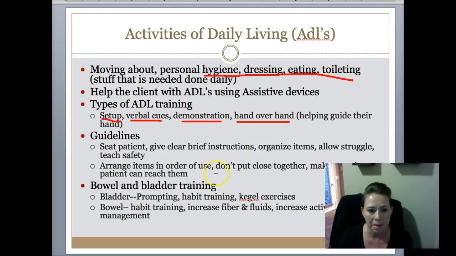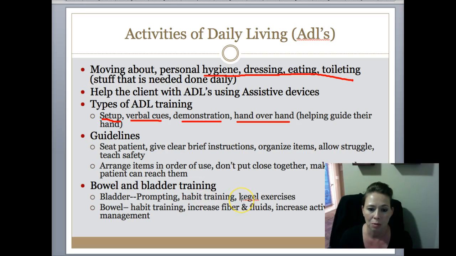The other part of your restorative program is bowel and bladder training. When we're training the bladder back to working like we think it should be working, and remember, we're getting it to the level as they need. Sometimes it's not as high as we want. You might be prompting them to go to the restroom every 2 hours. You're going to do habit training, so reminding them right after meals to go to the restroom.